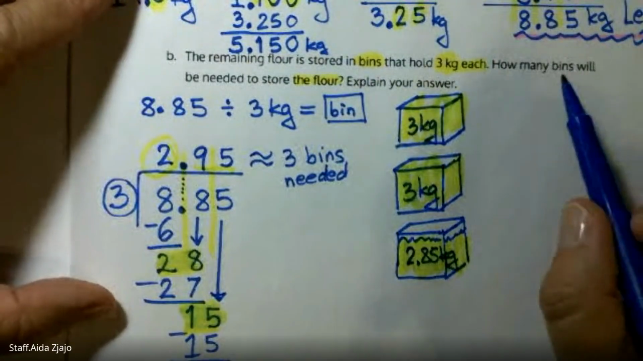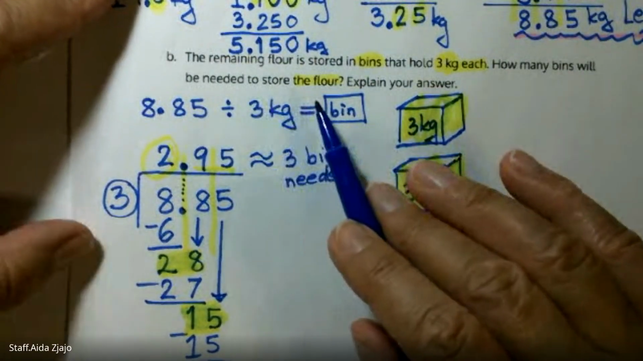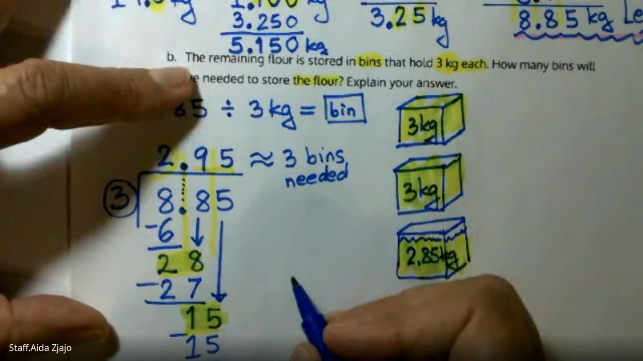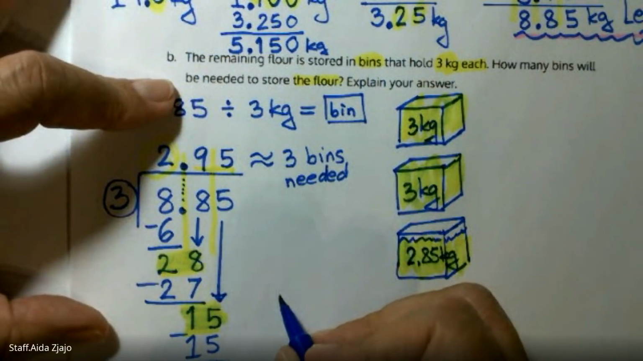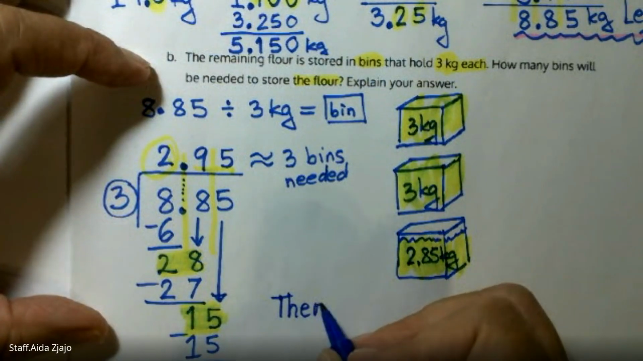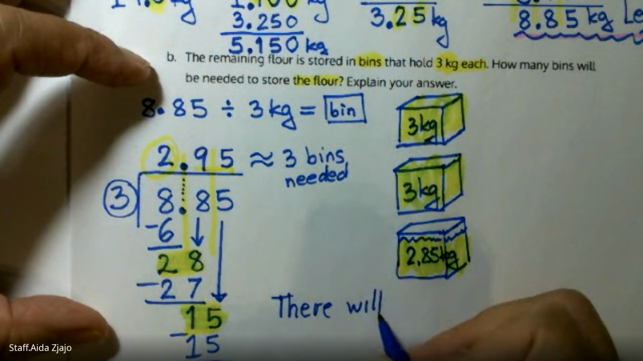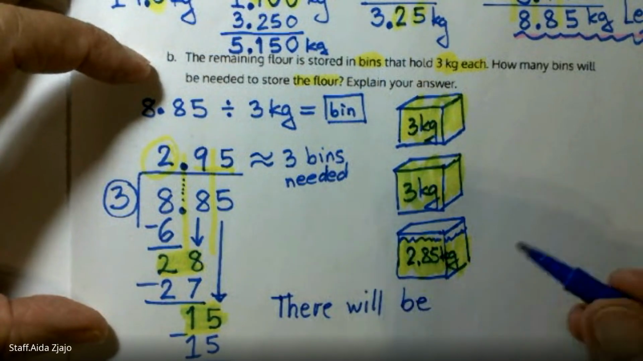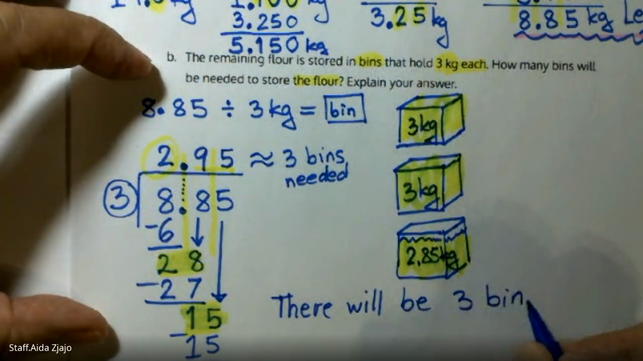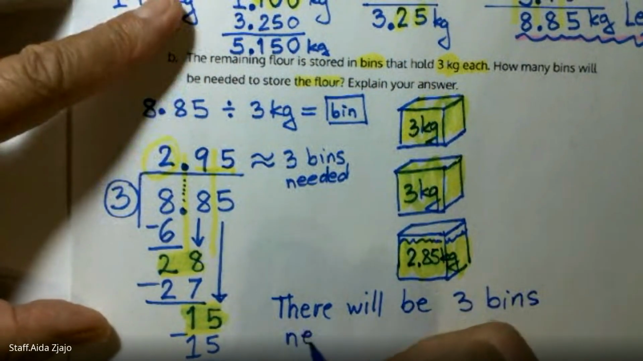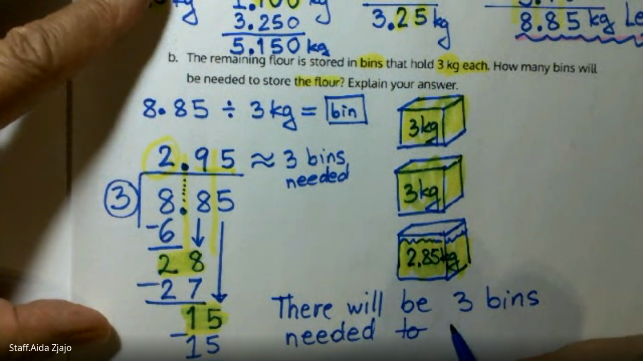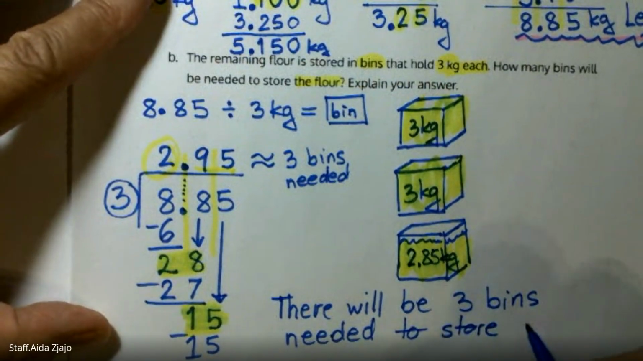Okay, how many bins will be needed to store the flour? There will be 3 bins needed to store the flour.